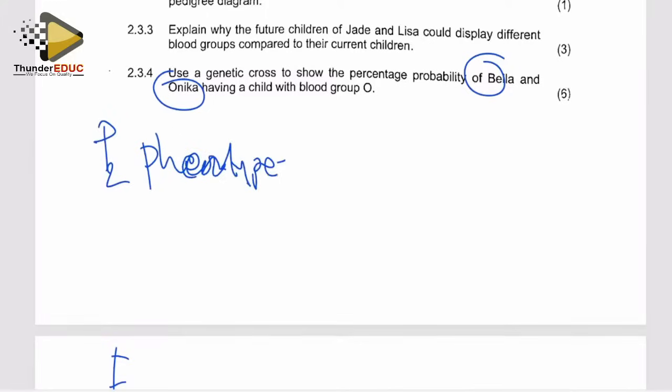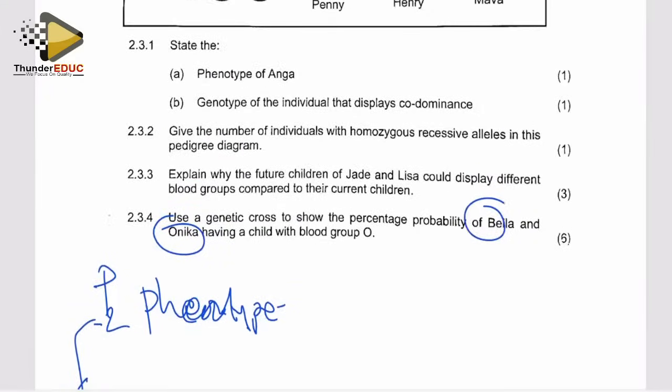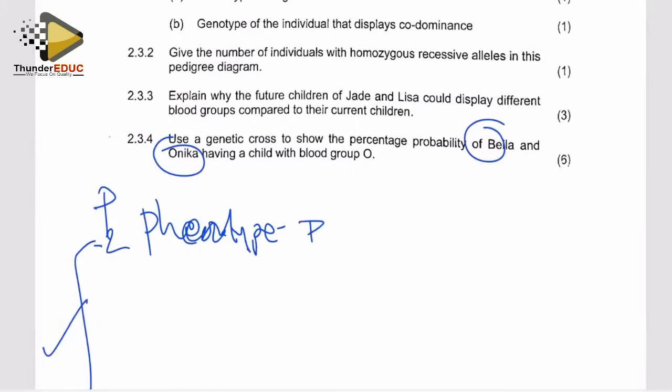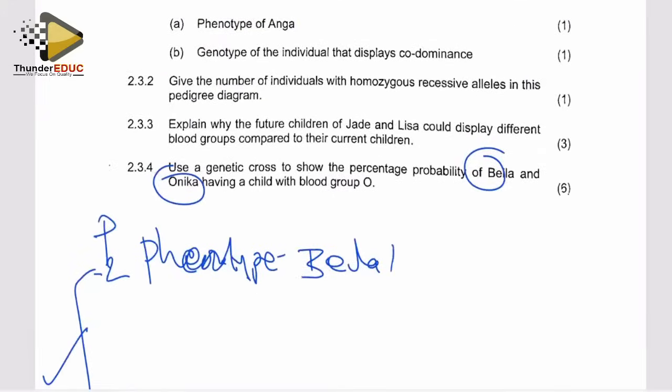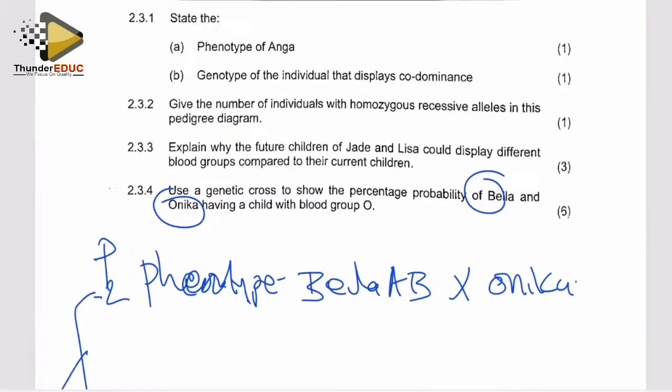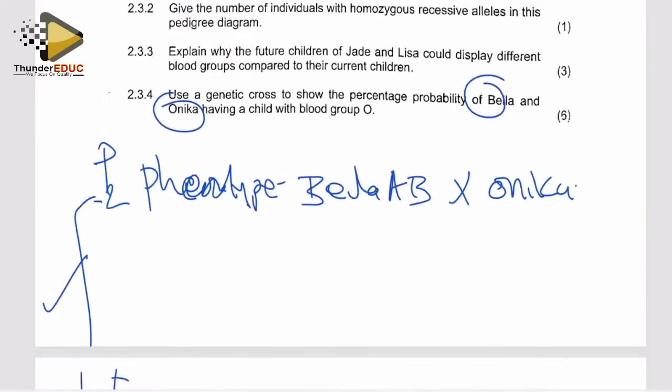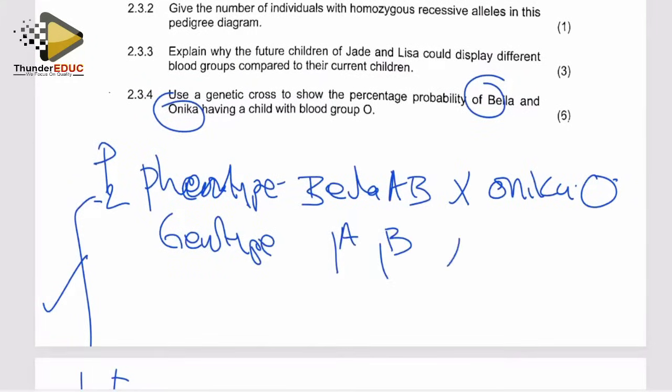phenotype. I told you that this 1 mark is obtained free. So genotype, I come to the question. They're saying that Baila, blood group what? Baila is blood group AB, crossed with Oneka of blood group O. So when you look at the genotype, blood group AB looks like this, while crossed with Oneka, which is blood group O, small i, small i.